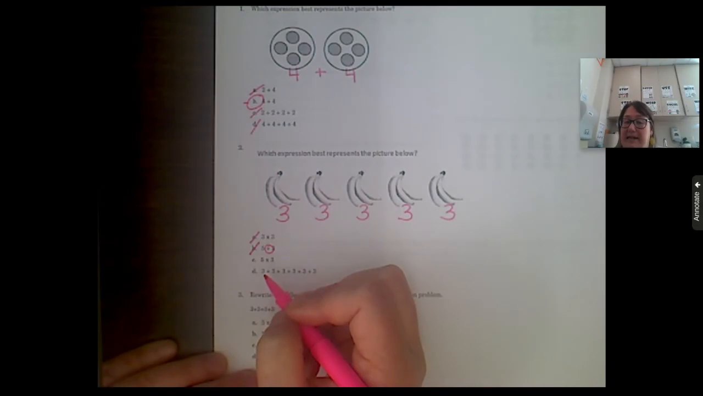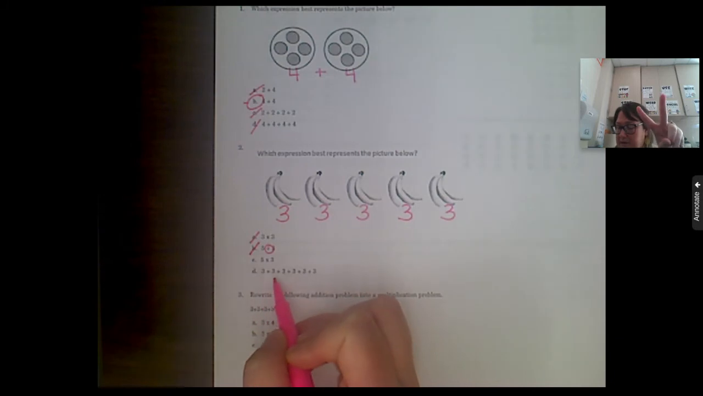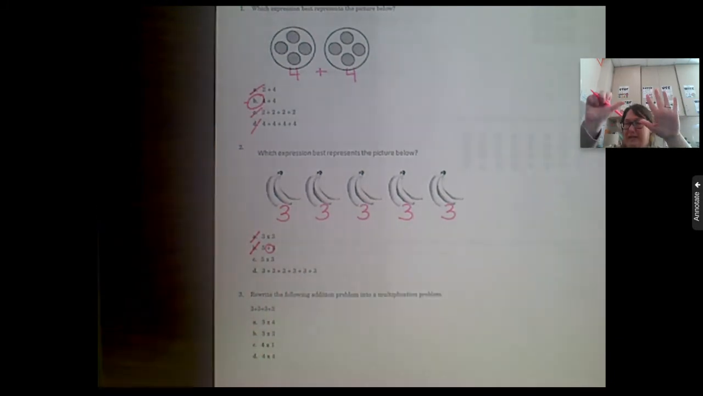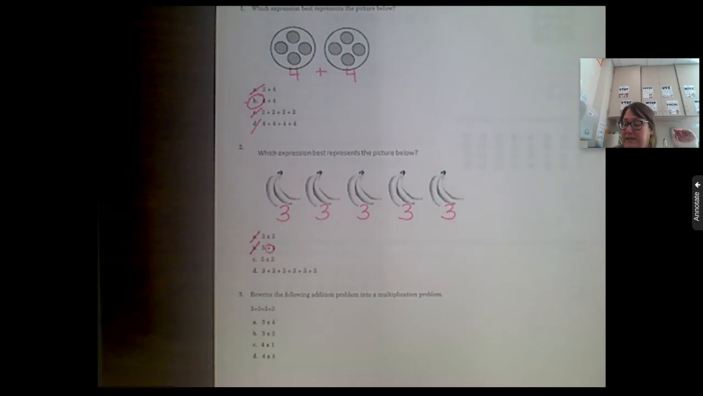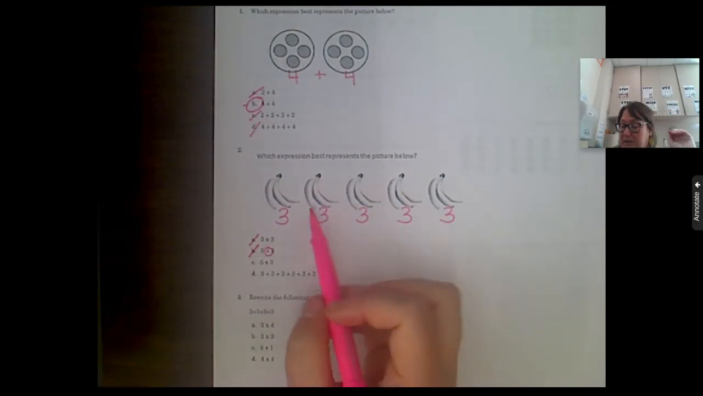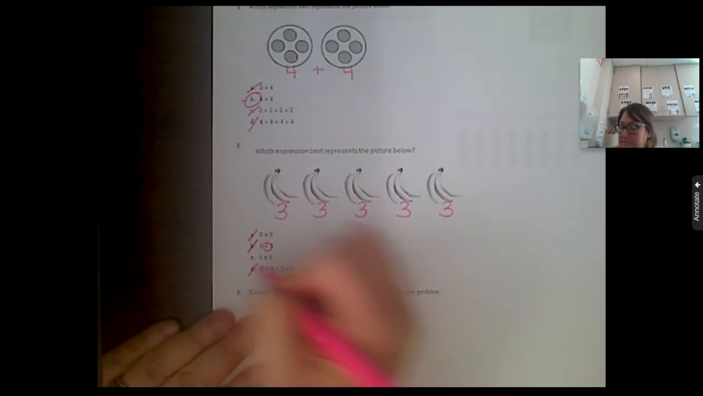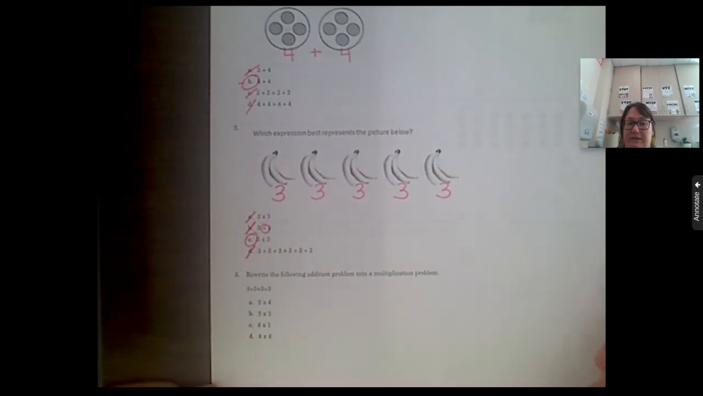But let's look at the last one. Okay, so C, I don't know. This is looking good. We have 3s. 3 plus 3 plus 3 plus 3 plus 3 plus 3. How many groups of 3s are there in that one? There's 6. And how many bunches of bananas? 1, 2, 3, 4, 5. So that is not correct. So C is the correct answer there.